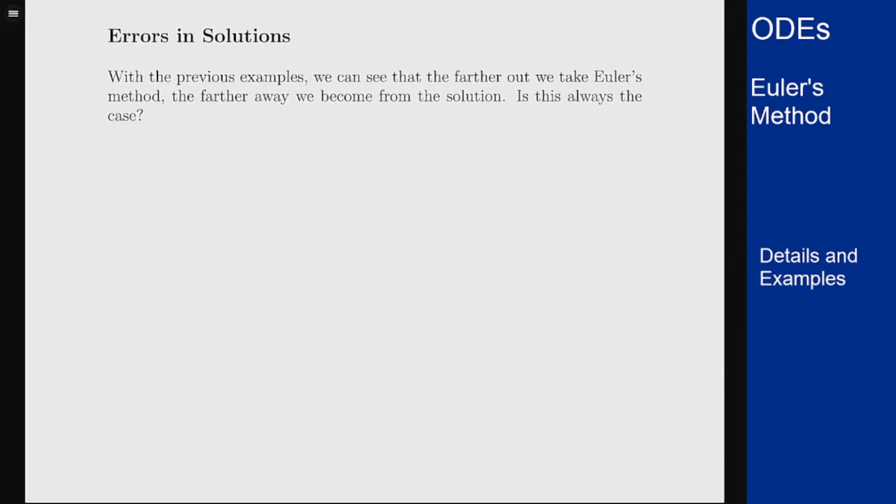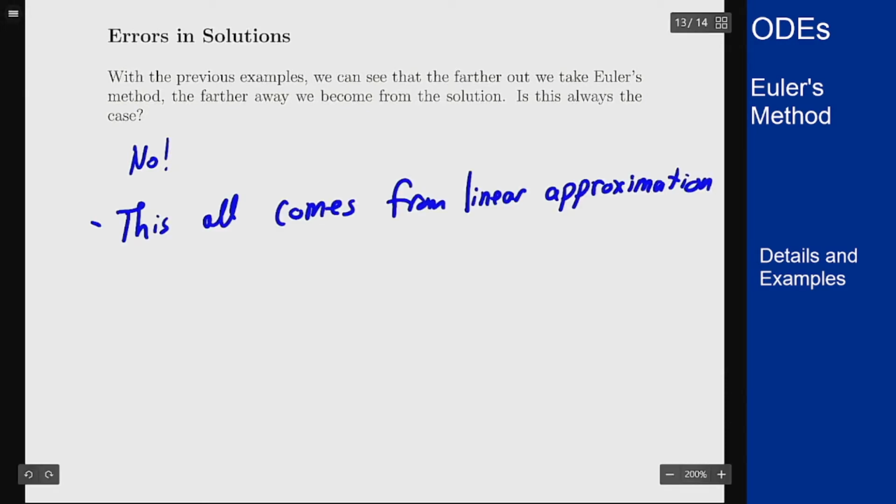Well, the answer here is actually no. It is not necessarily always the case that you'll get farther away from the solution as you go. And the main reason for that is this all comes from linear approximation. The entire idea of Euler's method is that we're going to approximate the solution curve by its tangent line, which we know from the differential equation, and then step that forward over and over again. So it's possible for the errors we make at every step to cancel out over time.